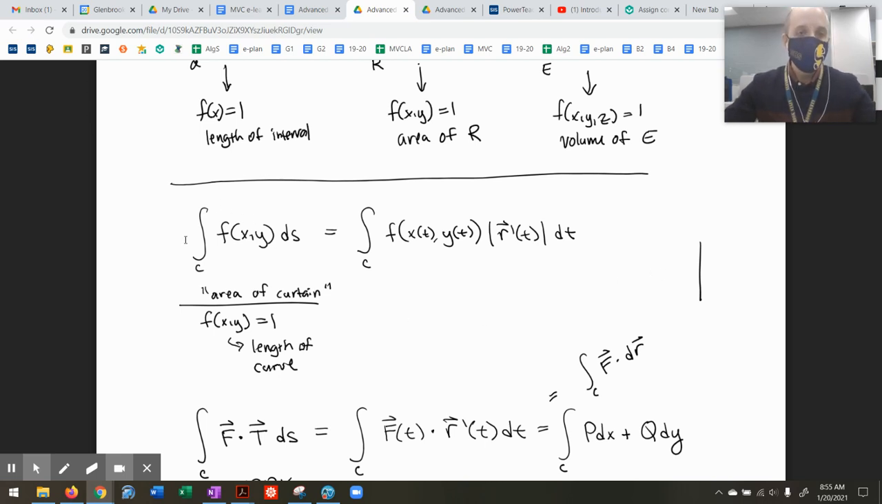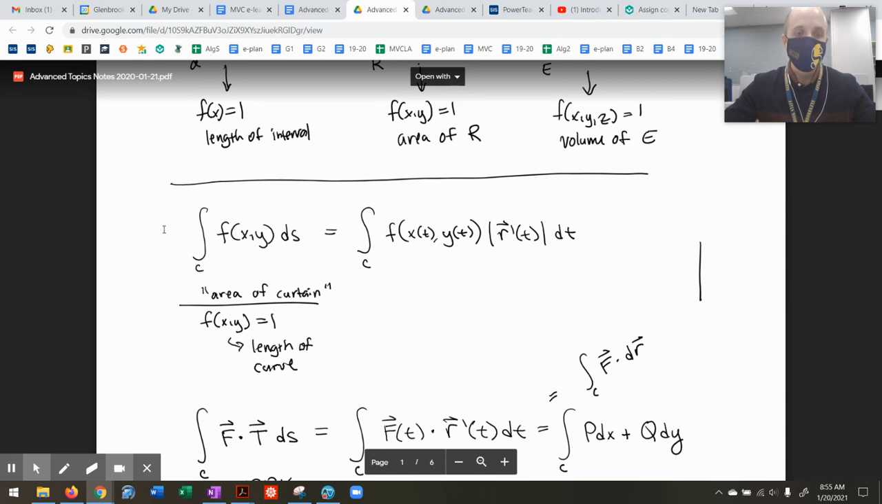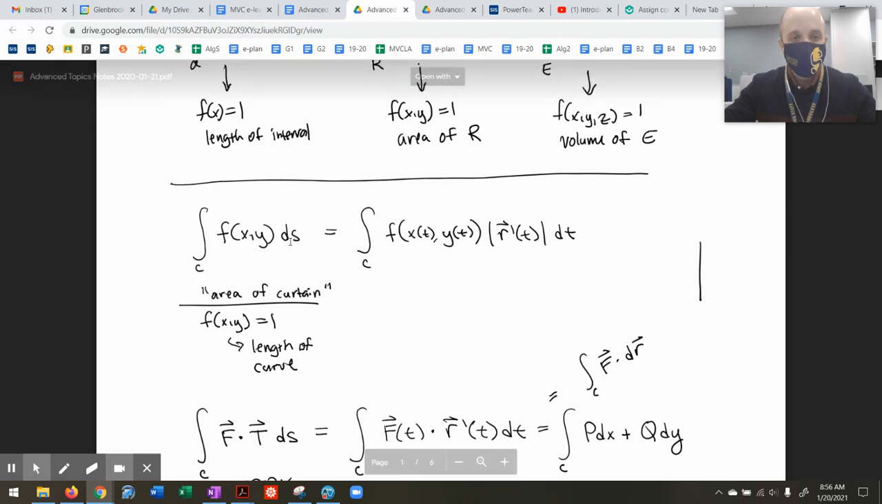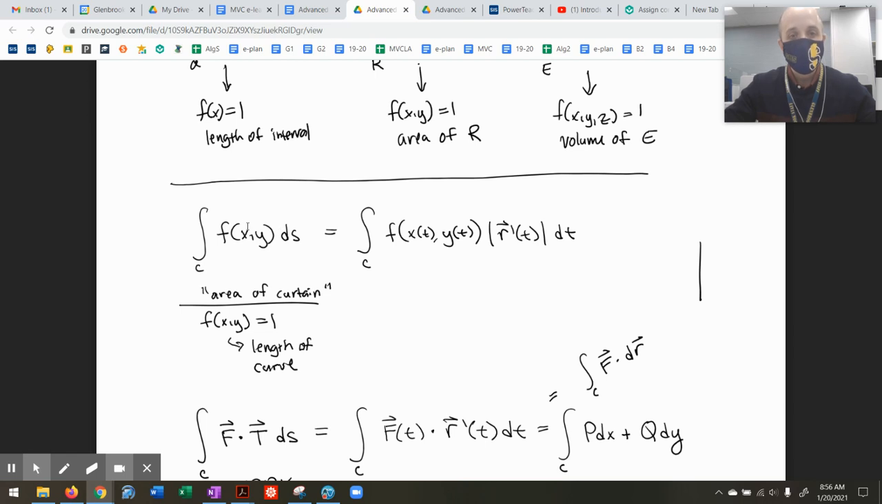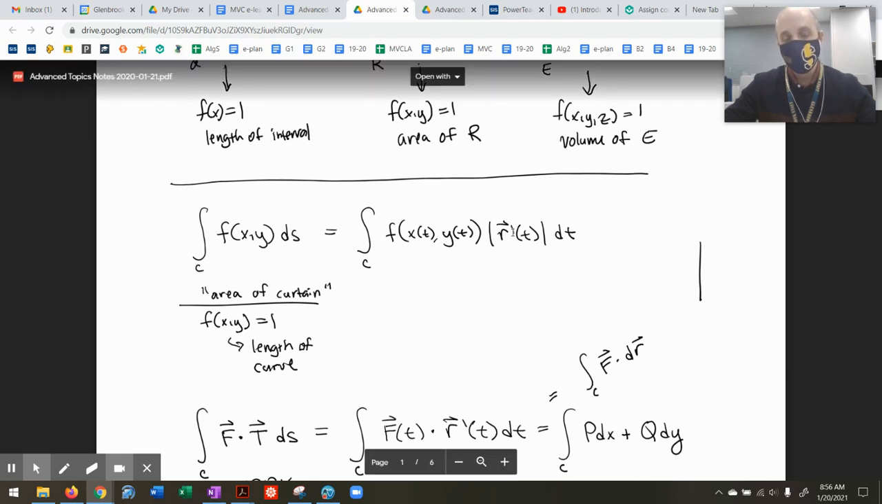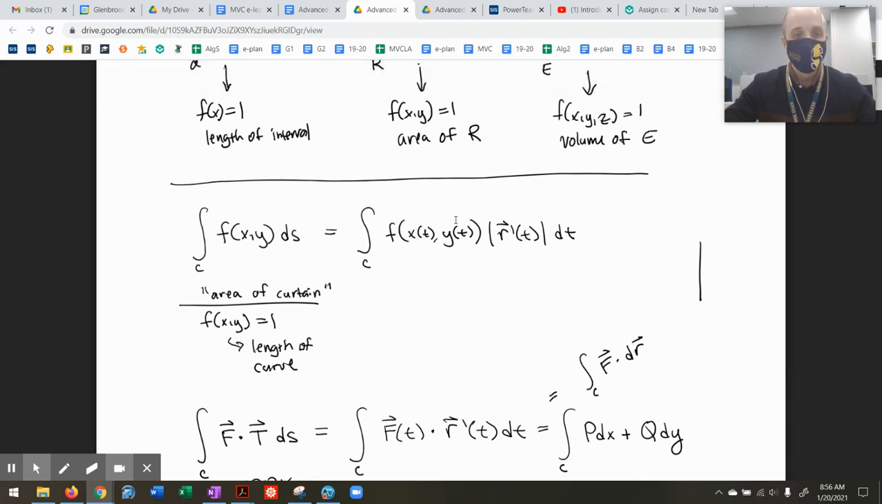So we had this line integral, which was the area of the curtain. You remember that picture, right? You've got a curve in the plane, and then there's a surface above it, and we're finding the area of the curtain that lies between the surface and the curve. And this ds, remember, is a little chunk of curve, a little chunk of arc length. To compute it, we turned f of x, y into having t's in the expression. We rewrote ds as the magnitude of r prime of t dt. When f of x, y was 1, that produced the length of the curve.